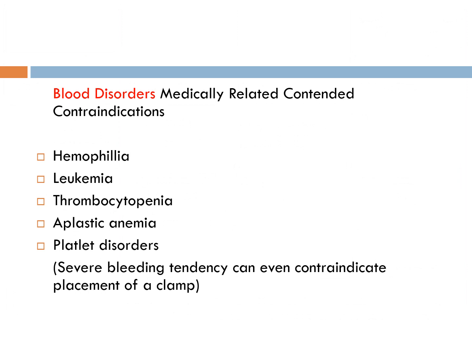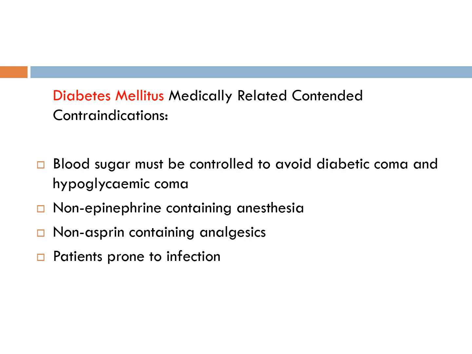Now, a few blood-related conditions should also be taken into consideration before endodontic case selection, which include hemophilia, leukemia, thrombocytopenia, aplastic anemia, platelet disorders. In such cases, there is an increased bleeding tendency, which can lead to loss of a huge amount of blood.